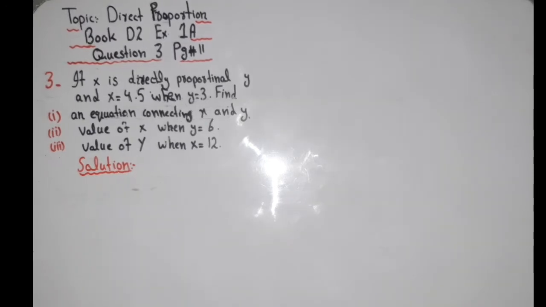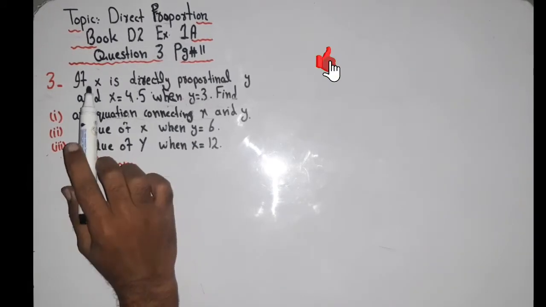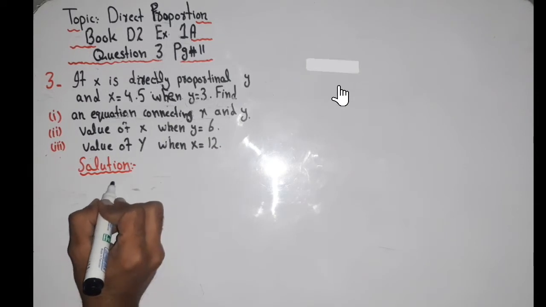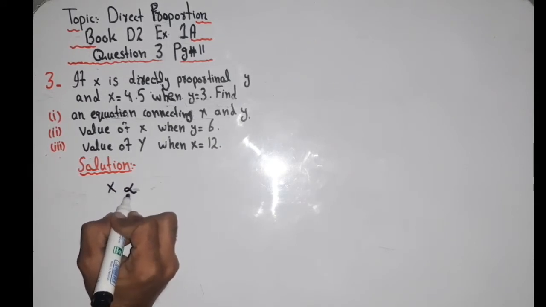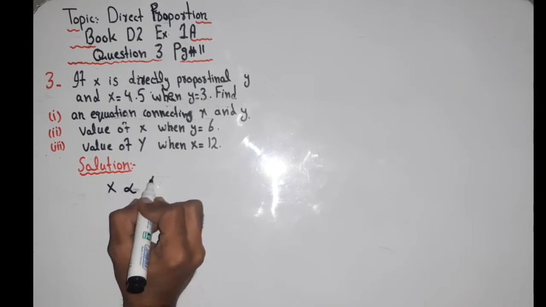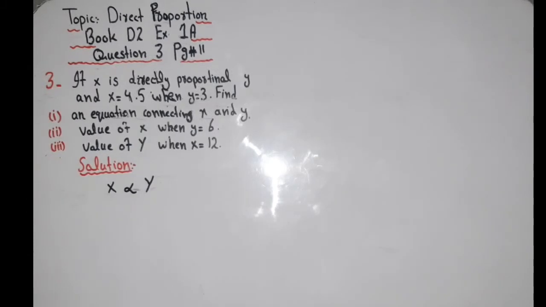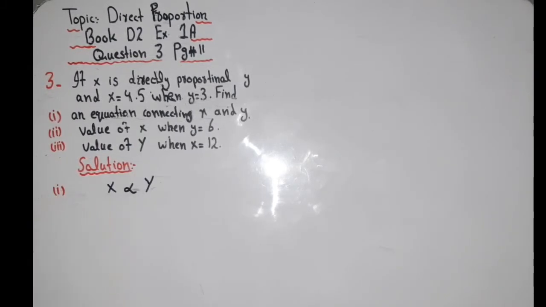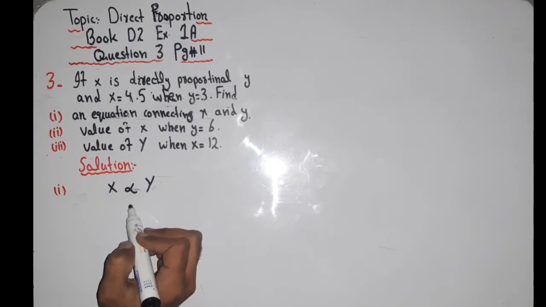This question is a little bit different from previous questions, question number 1 and 2. In the statement it is given that x is directly proportional to y. So we will write x, this is the directly proportional sign, x is directly proportional to y, and this is the solution of part 1. This is the sign of proportionality.